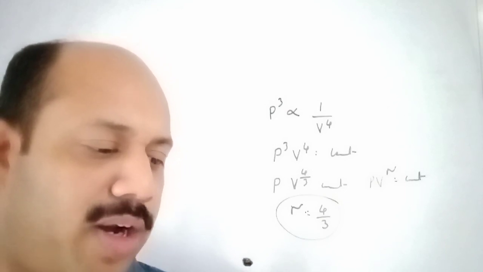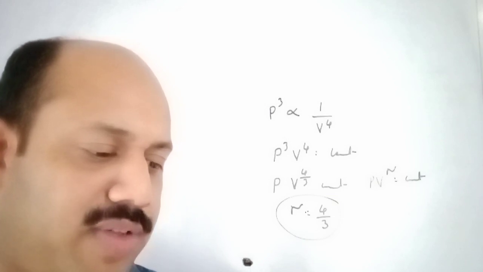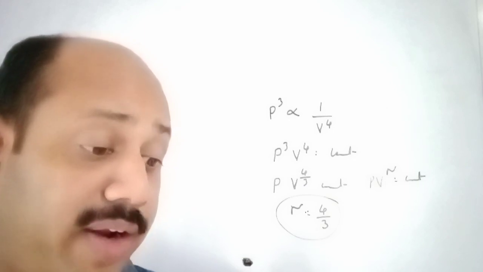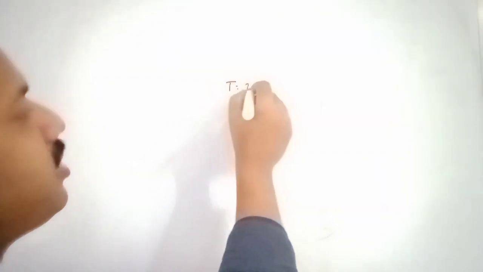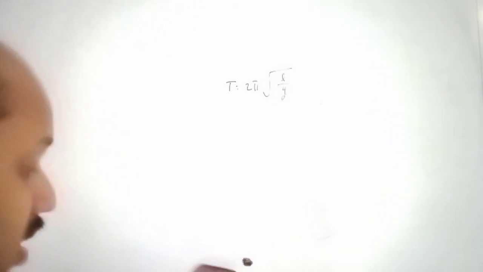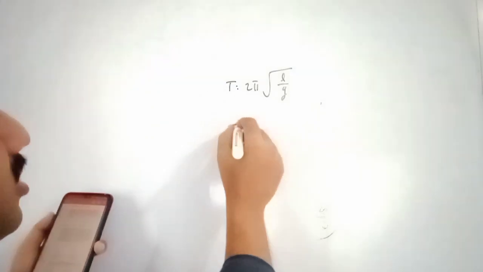Question number 23. A simple pendulum with a solid metal bob has a time period T. The metal bob is now immersed in a liquid of density 1 by 10 that of the bob, and the liquid is non-viscous. Now the period of the simple pendulum when this bob remains all the time in the liquid is? In air we know that the time period is 2 pi root of L by G. Now when it is immersed in liquid, the new time period is taken as T dash.